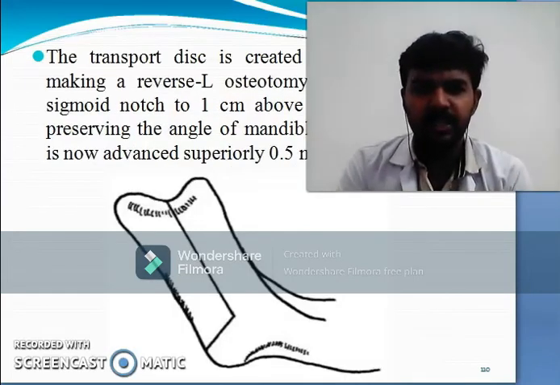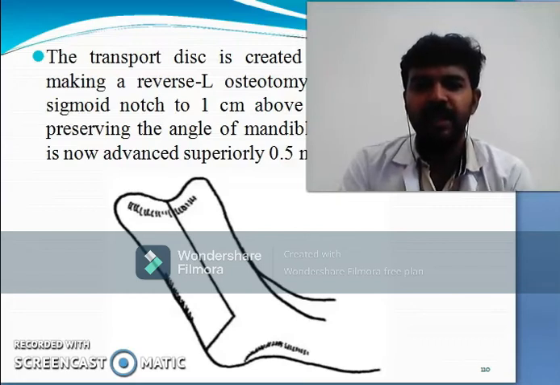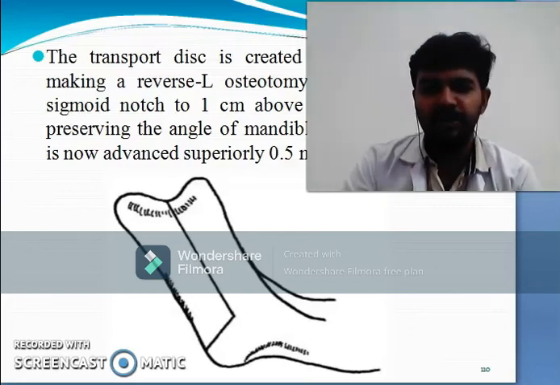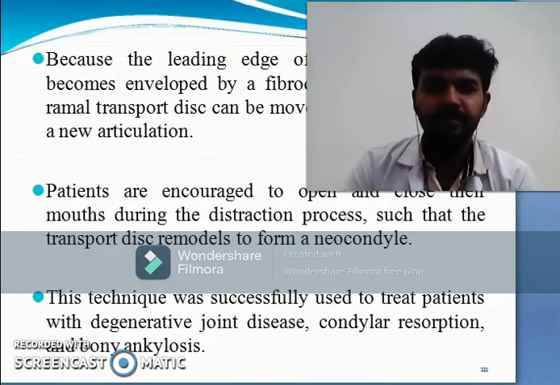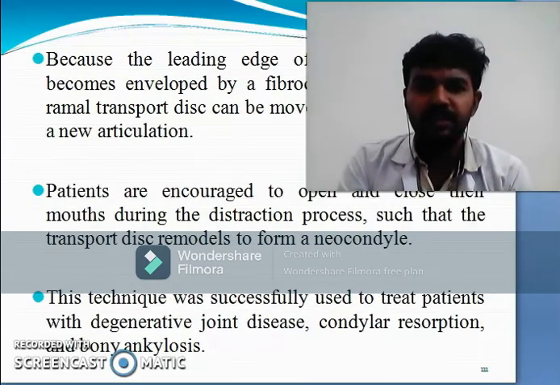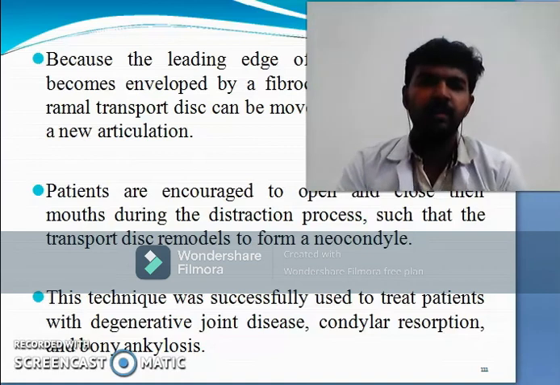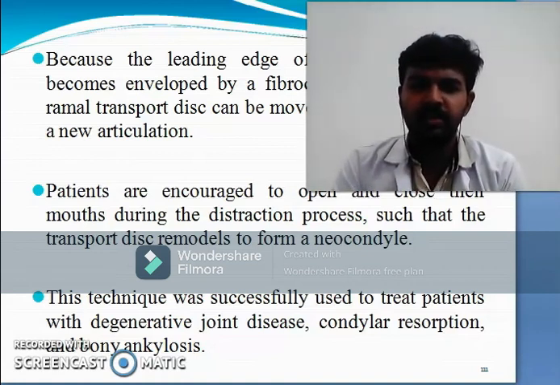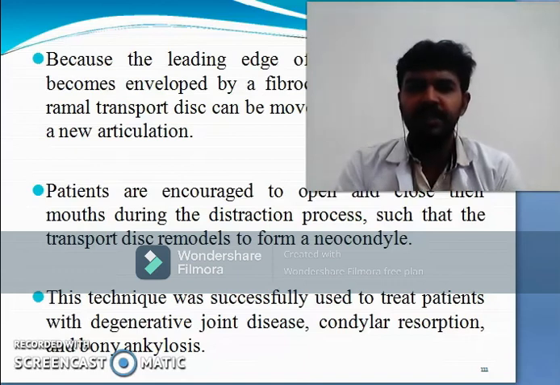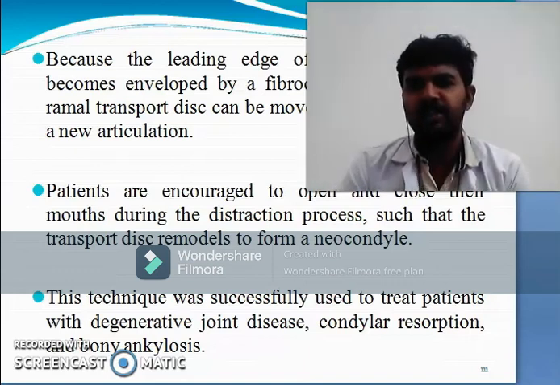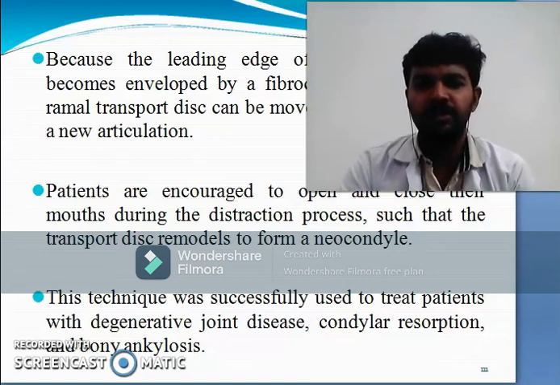The transport disc is created from the ramus by making a reversible osteotomy extending from the sigmoid notch to 1 cm above the inferior border, preserving the angle of the mandible. The transport disc is now advanced superiorly 0.5 mm twice a day. The leading edge of the transport disc becomes enveloped by the fibrocartilaginous cap. The ramal transport disc can be moved superiorly to create a new articulation. The patients are encouraged to open and close their mouth during the distraction process such that the transport disc remodels to form a new condyle. This technique was successfully used to treat patients with degenerative joint disease, condylar resorption and bony ankylosis.